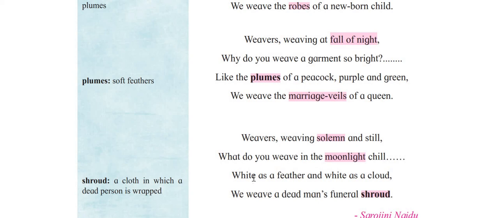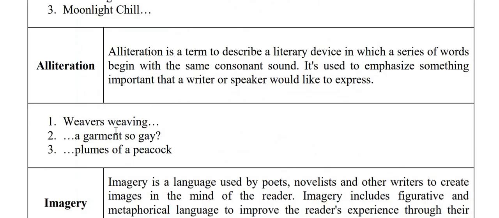Then there's one more thing of repetition I've not included in the PDF, but there is one example, white as a feather and white as a cloud. So the word white is repeated 2 times for giving emphasis. Why give emphasis? For indicating the superiority and the purity of this last phase. So weavers weaving a garment so gay, so that is the sound of G repeated. Plumes of a peacock is also alliteration.